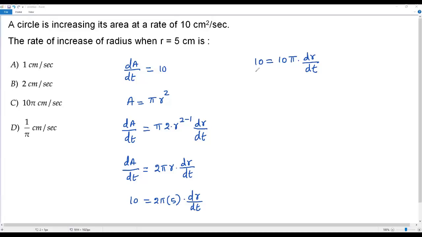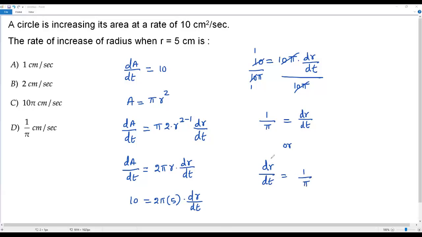Now I have to divide both sides by 10 pi to solve for dr over dt. When I divide both sides by 10 pi, the 10 pi will cancel out on the right side. On the left side, 10 goes into 10 one time, so I'm getting 1 over pi. On the right side, I'm getting dr over dt. So dr over dt equals 1 over pi.